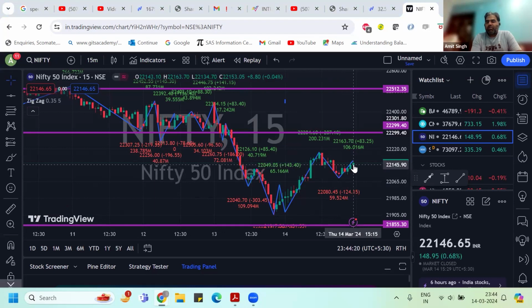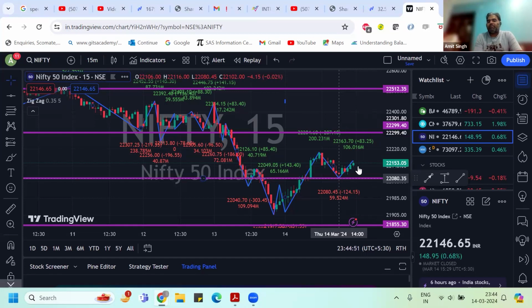So Nifty is right now at 22,146. The crucial resistance we can look for is probably 22,229. Once the breakout happens, the next resistance for the Nifty we can target would be 22,512, while the crucial support at this level would be 22,000. 22,000 would be the crucial support for the Nifty.